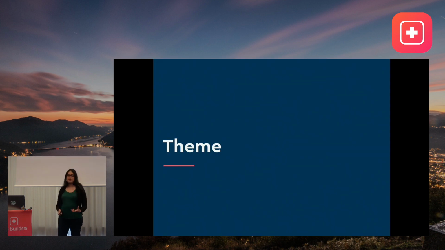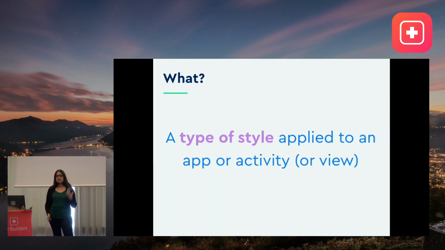Let's now learn about a styling technique that also applies to the child views, and this is known as a theme. It is a type of style that you can apply to an app, activity, view, or view hierarchy, but at this point, we're going to focus on app and activity level theming, because the next section is completely devoted to view and view hierarchy level theming.